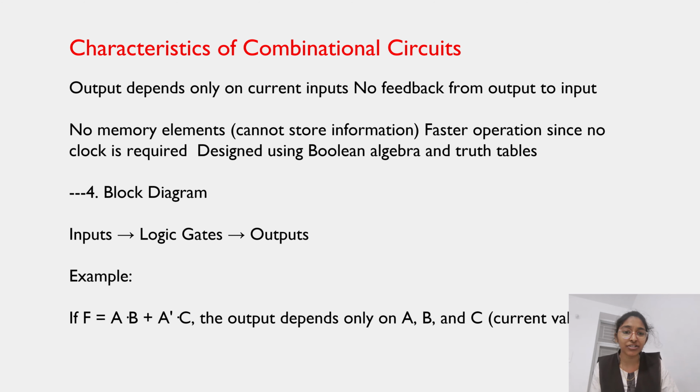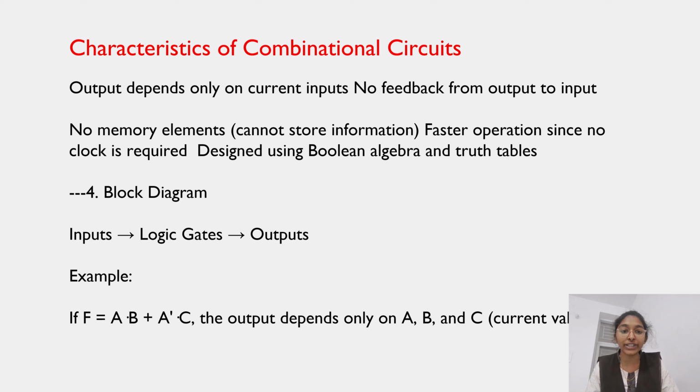Characteristics of combinational logic circuits. Output depends only on current input, with no feedback from output to input. No memory elements, so they cannot store information. Faster operation since no clock is required. Here, in combinational logic circuits, there is no need of a clock. They are designed using Boolean algebra and truth tables.